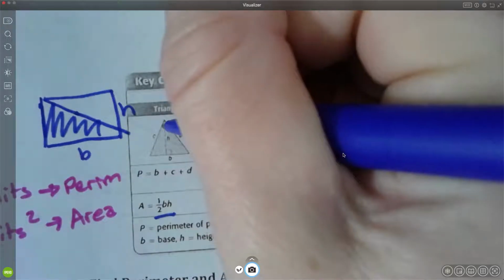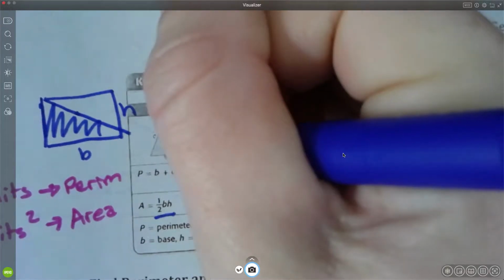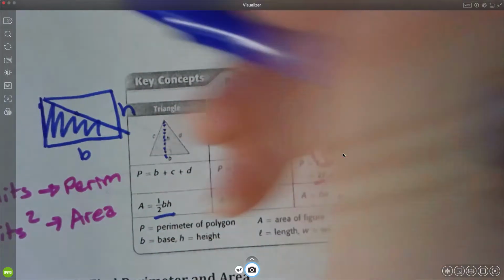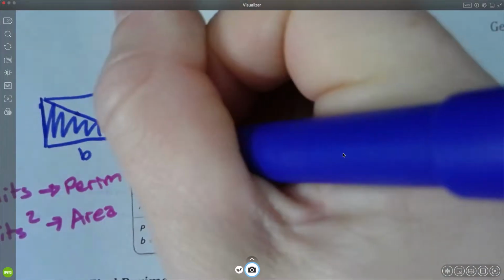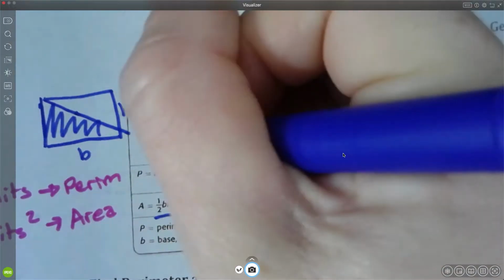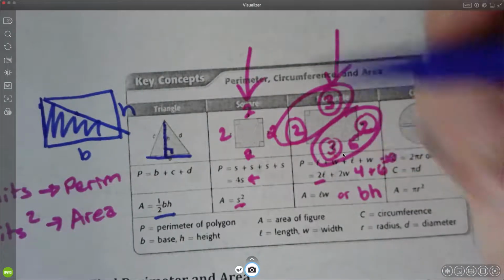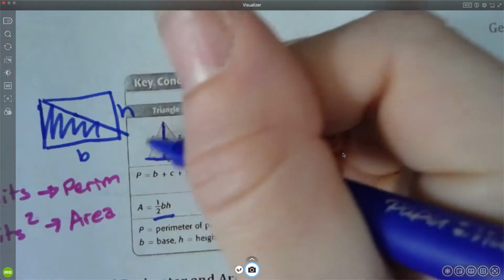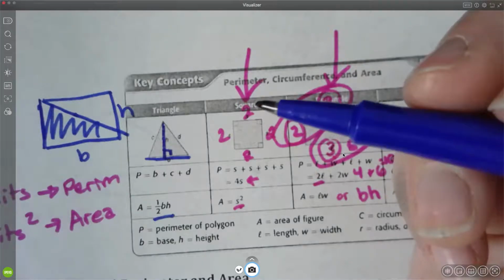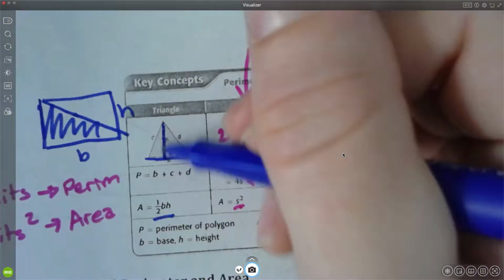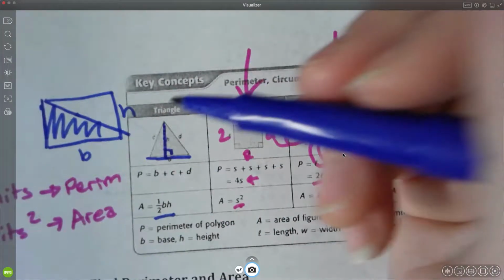Your height is just measured as this vertical height that's straight down, right? It is perpendicular to the base. It has to be at a 90-degree angle with the base, otherwise it is not the true height, right? C is not at a 90-degree angle, and neither is D. So you can't just use that as the height. The height has to be the perpendicular height.